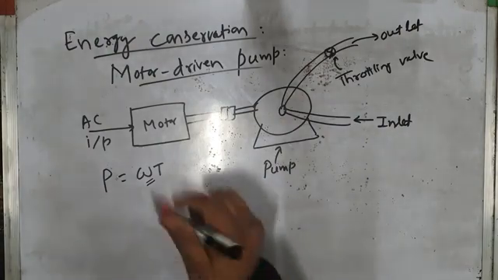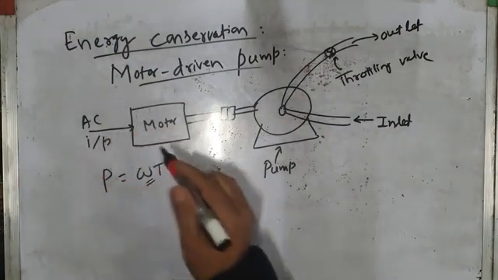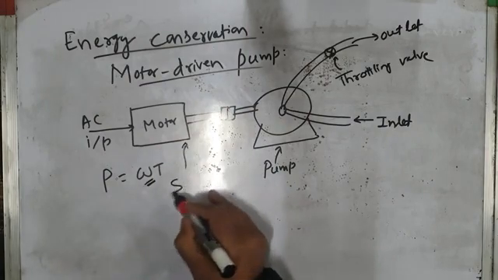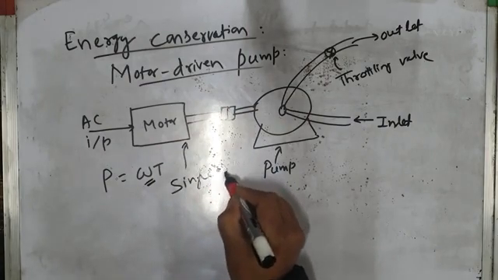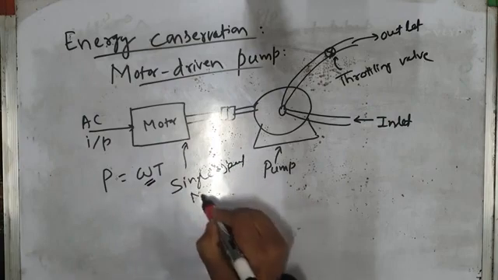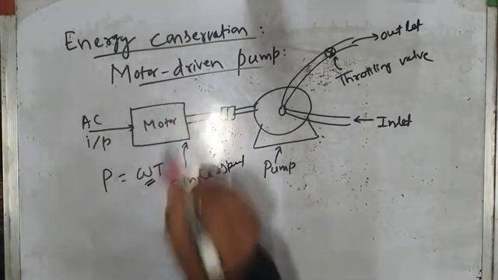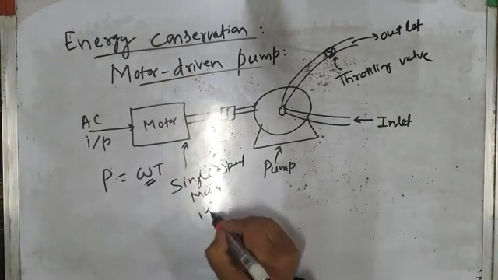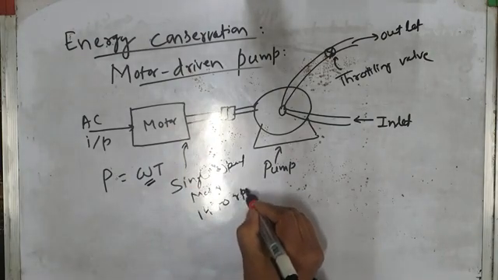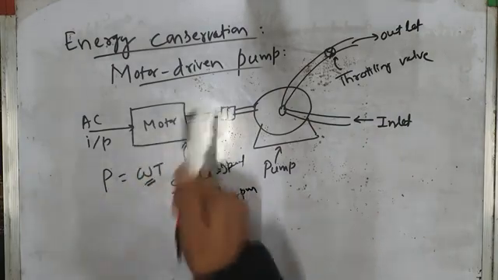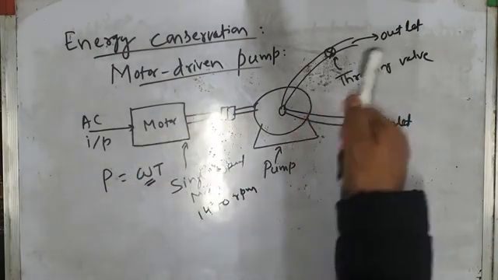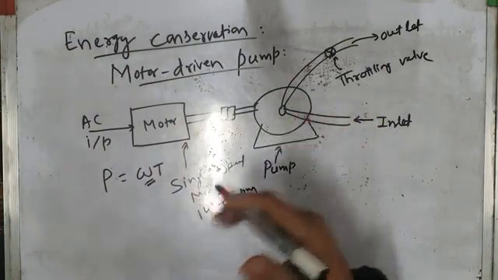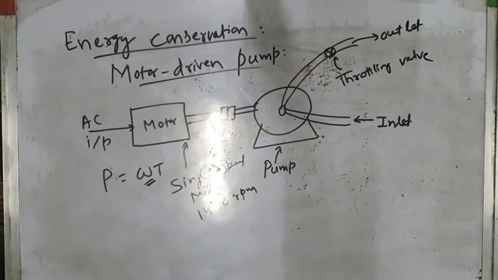When we decrease the flow rate, how much is the power drawn by motor from the AC source? It is the same, because we are not changing the speed. It's a single speed motor. I am not using any power electronic converter for controlling the speed of this motor. It runs at single speed. Let's suppose it runs at 1470 RPM, and it always runs at this rated speed, whether the flow rate is high or low. So all the time, whether flow rate is high or low, it draws the same amount of power.